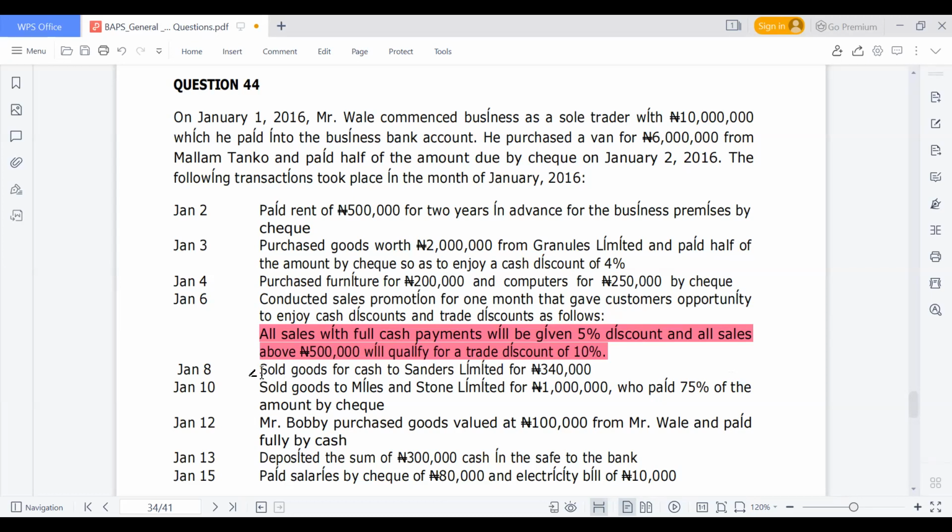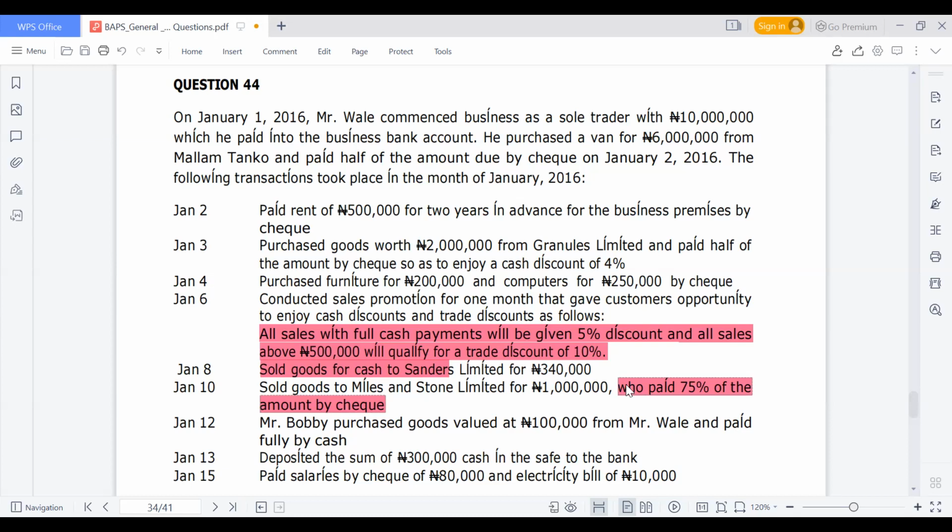So look at this particular transaction now. On January 8th, sold goods for cash to Sanders Limited for 340,000. You can see now this particular transaction qualifies for cash discount. But look at the second one now. On January 10th, he sold goods to Mines and Stone Limited for 1 million naira, who paid 75% of the amount by check. This does not qualify for cash discount. Cash discount is for full cash payment. You can see it is clear.